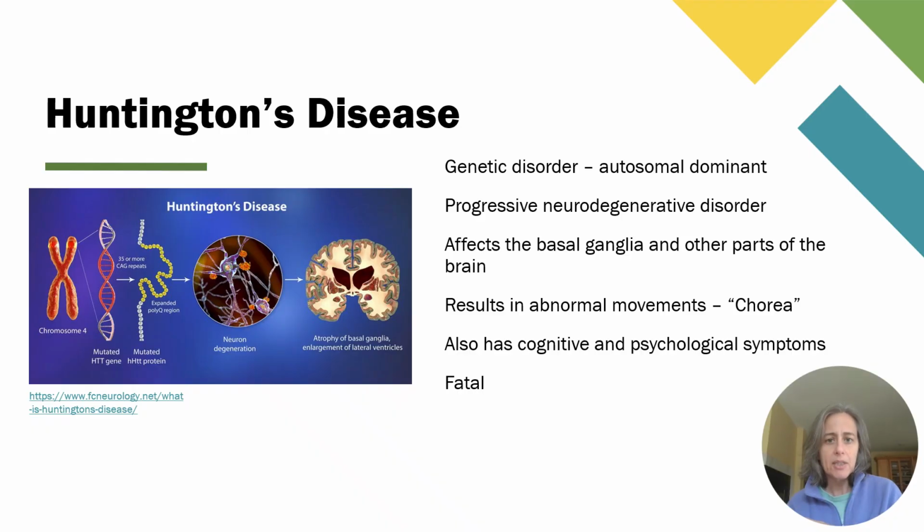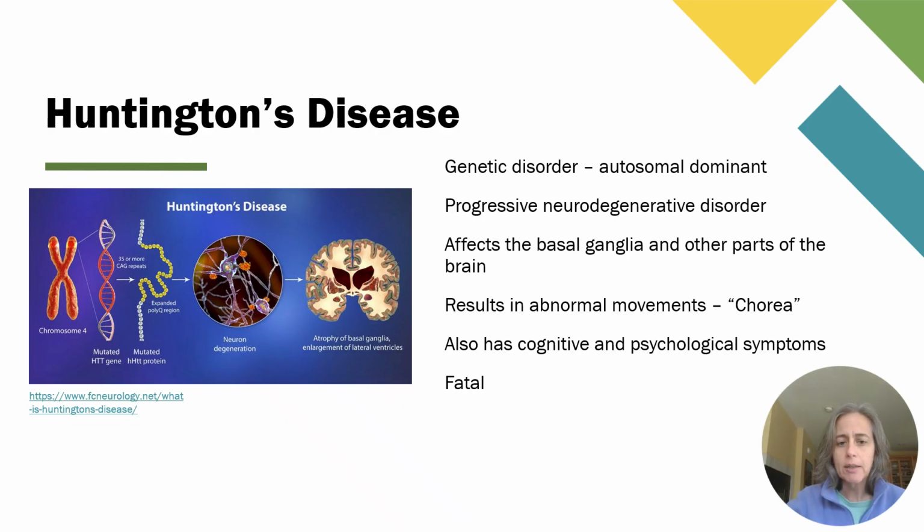And kind of on the opposite spectrum from Parkinson's, instead of having difficulty with movement, we see abnormal, involuntary movements. That's often referred to as chorea, which comes from the Greek word for dance. So Huntington's dance or Huntington's chorea. These abnormal movements are also the root of the word choreography, by the way. And Huntington's, because it can affect some other parts of the brain, also has cognitive and psychological symptoms. And again, this is a progressive neurodegenerative disorder that is ultimately fatal.